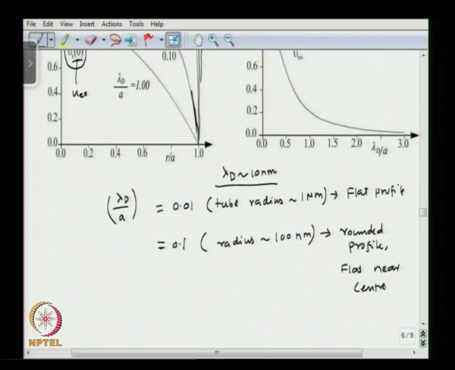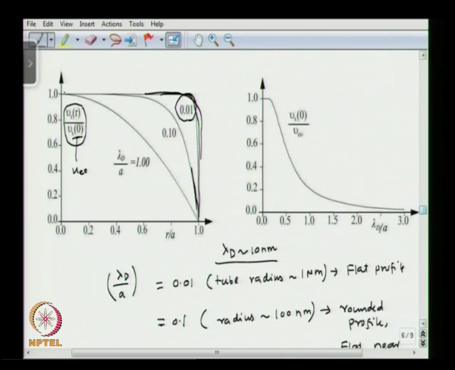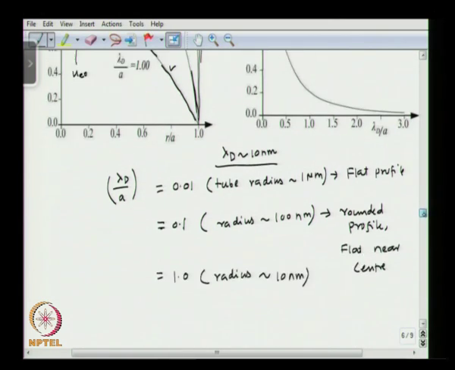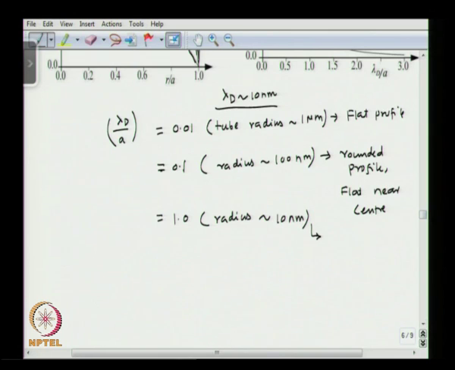Okay. Now, if we go to lambda d over A as 1, that means we talk about a tube of radius 10 nanometer. This is what we see. This is the velocity profile. The profile is almost parabolic, similar to the profile that we see in case of pressure driven flows. So, here the flow is parabolic.